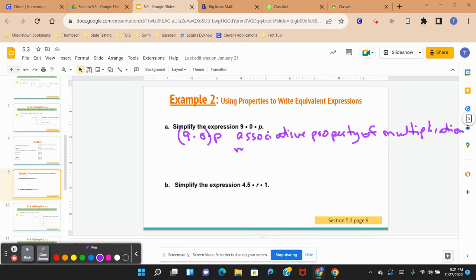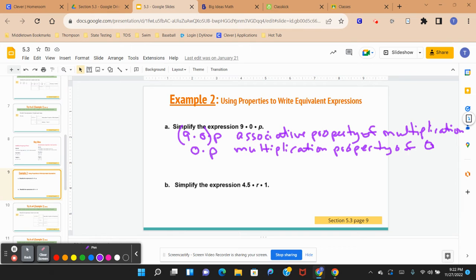What's great about this is that we know that's one of our properties. It's the multiplication property of 0. If you take a look, we're multiplying, so that's multiplication, property of, and we're saying 0 because there's a 0 there. So 9 times 0 is 0, and we're going to multiply it by p.